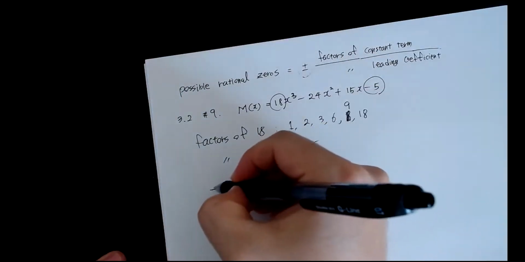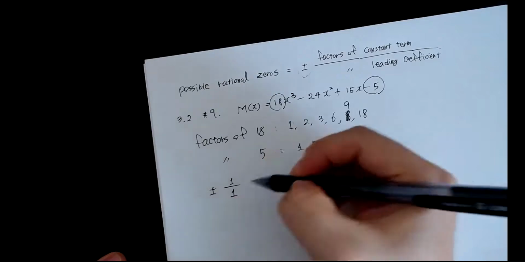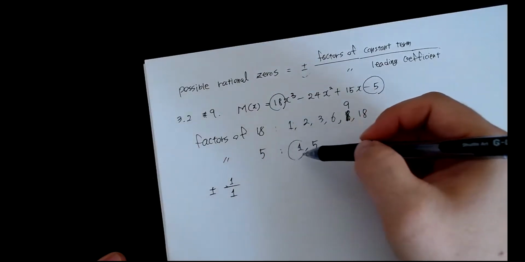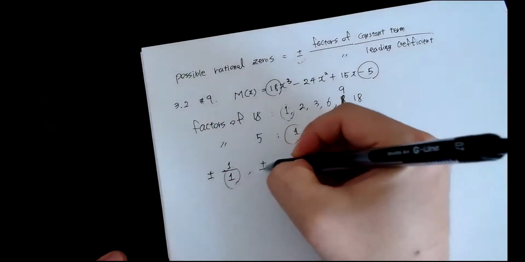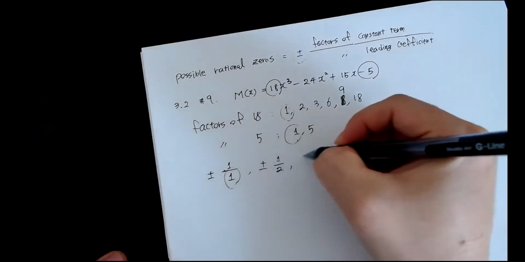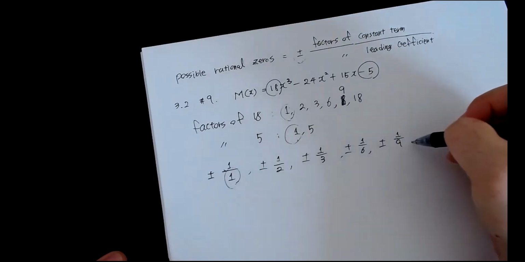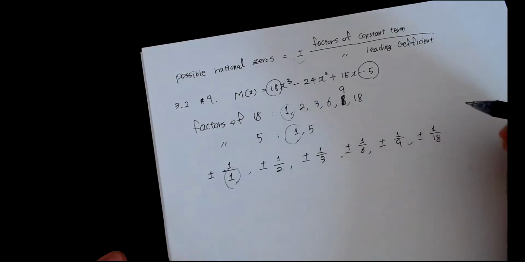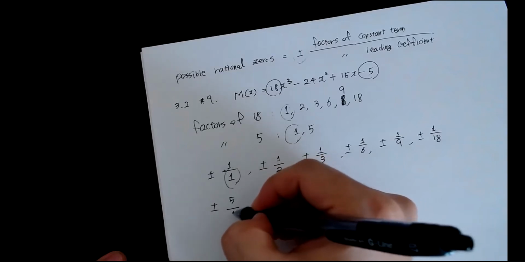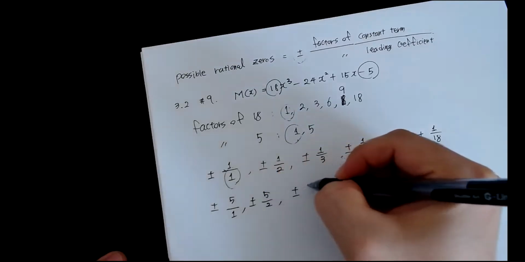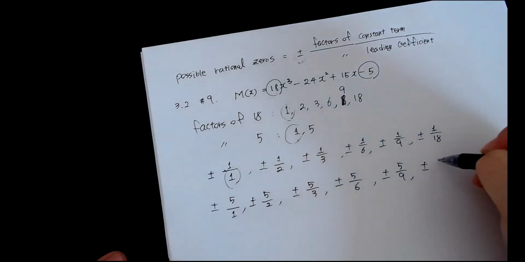So then we got this plus minus 1 over 1, 1 over 2. Just remember that the top one comes from the factors of the constant term, and the bottom one comes from the factors of the leading coefficient. So plus minus 1 over 1, plus minus 1 over 2, plus minus 1 over 3, plus minus 1 over 6, plus minus 1 over 9, plus minus 1 over 18. And plus minus 5 over 1, plus minus 5 over 2, plus minus 5 over 3, plus minus 5 over 6, plus minus 5 over 9, plus minus 5 over 18.